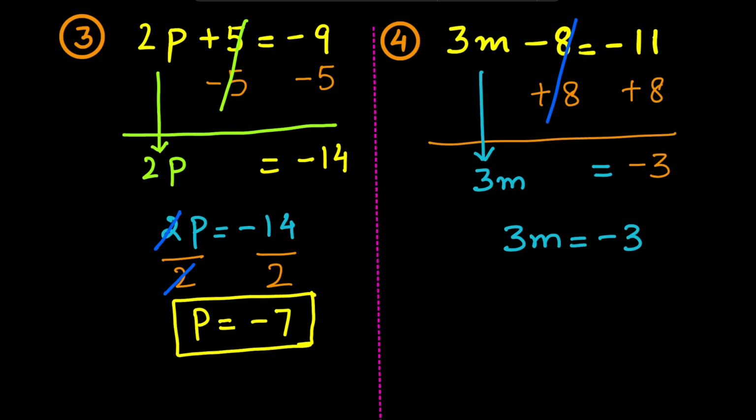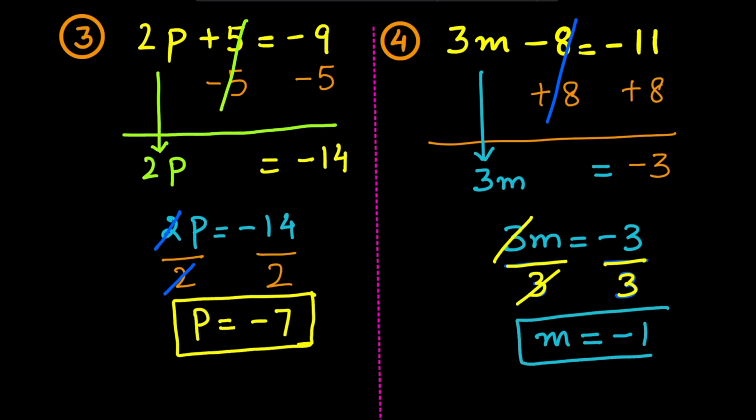So the second step, we divide both sides by 3 to isolate the variable. So this 3 and 3 get cancelled. So we get m is equal to negative 3 divided by 3. So it's going to be minus 1. So m is equal to negative 1 is the answer for this.